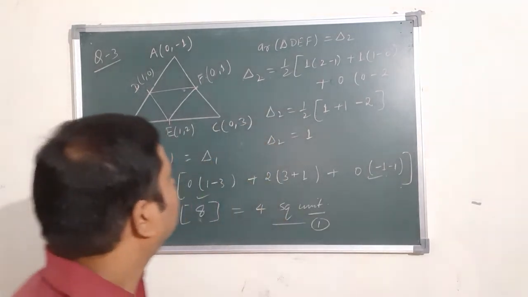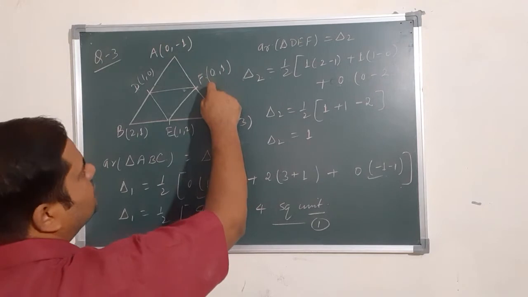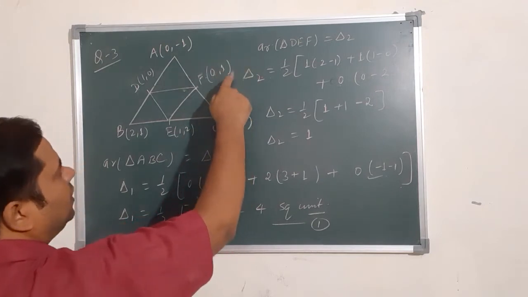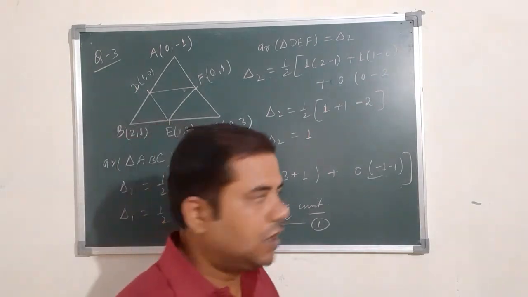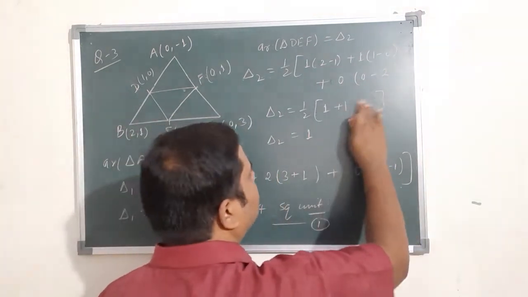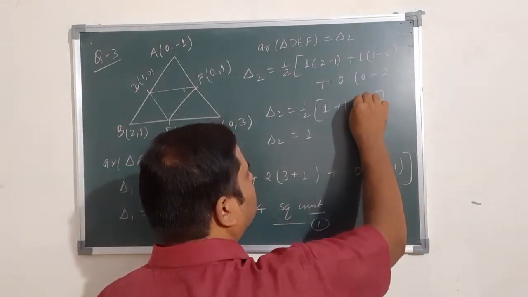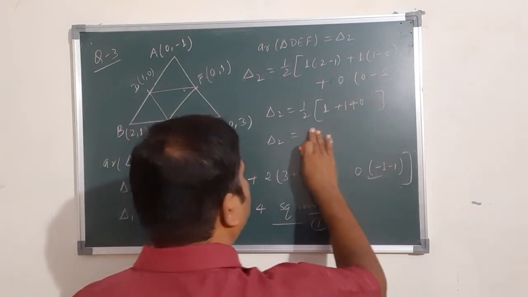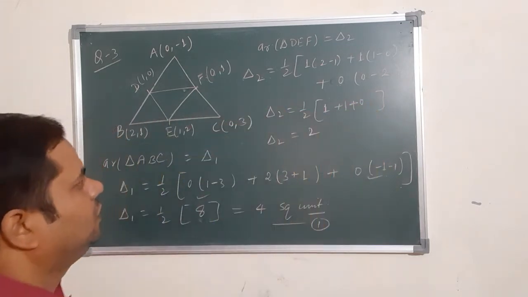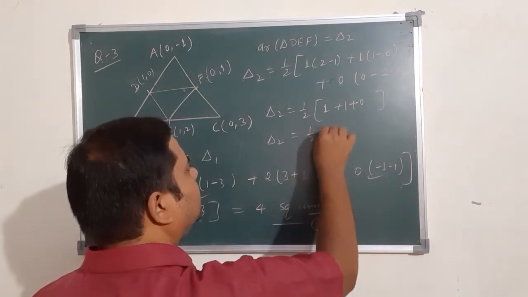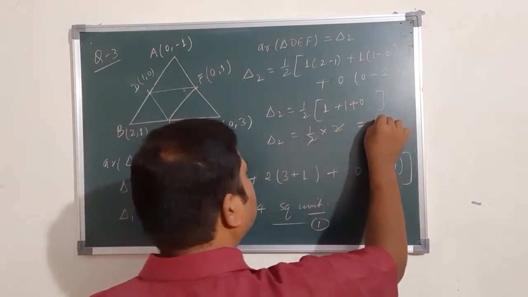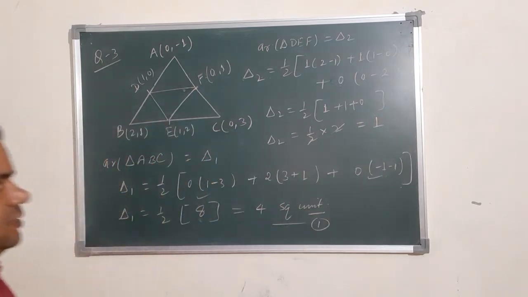Okay, see, some correction is there. This midpoint is 0 comma 1. I had written 1 comma 1. This is wrong. So this is 0 comma 1. So x3 is 0, so that should be 0. And here 2, because 1 by 2 multiplied by 2, this is 1 square unit.